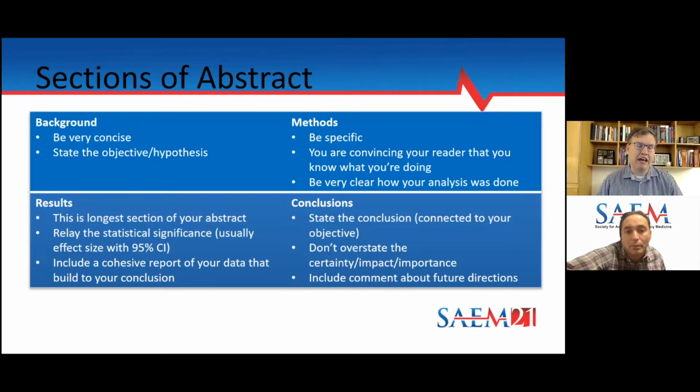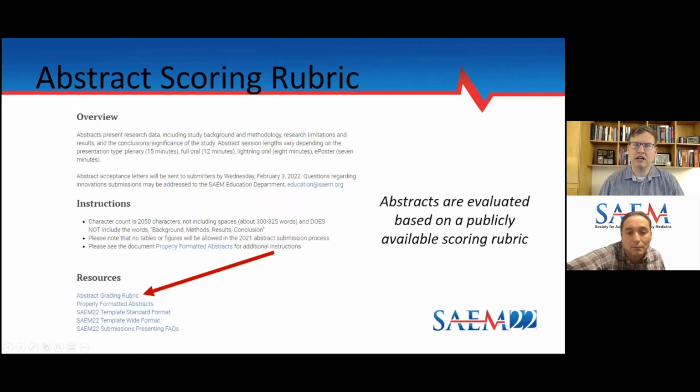We want to be very careful when we write abstracts that we're not overstating or understating the certainty of your conclusion, the impact of your findings, or the importance of what you've done, because this is one of the ways that we convey to our readers how the scientific community should use our findings to advance the science of emergency care research. You may also consider including some comments about future directions for your group or those who are studying your science.